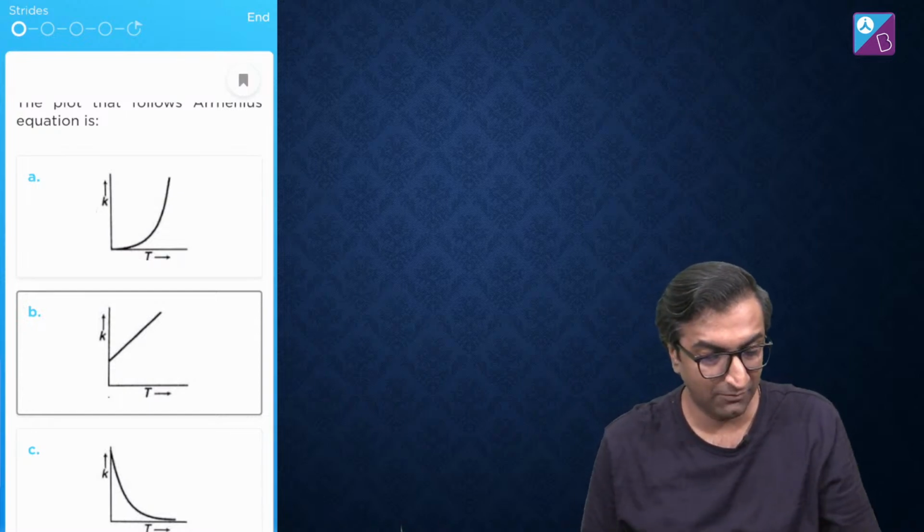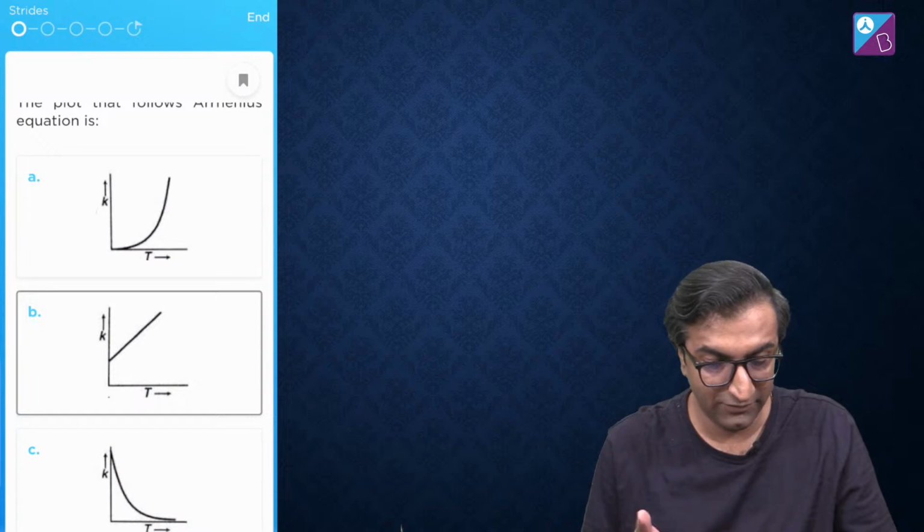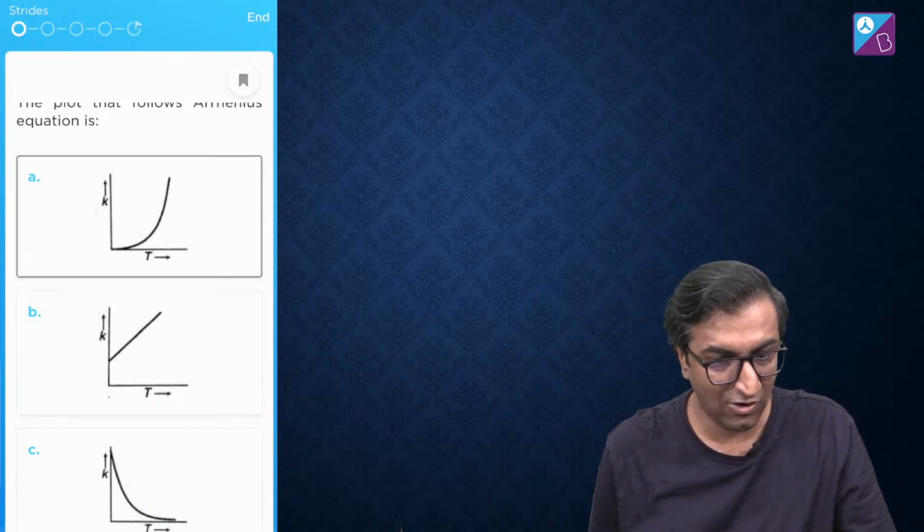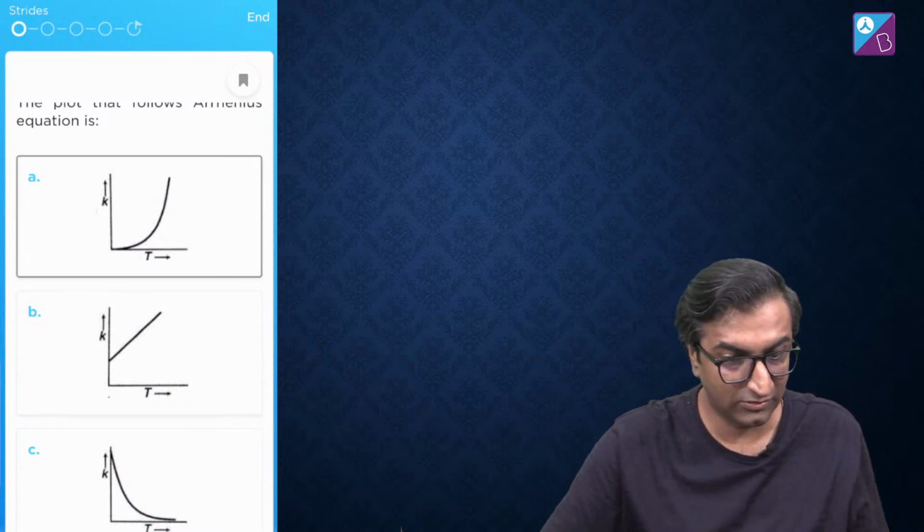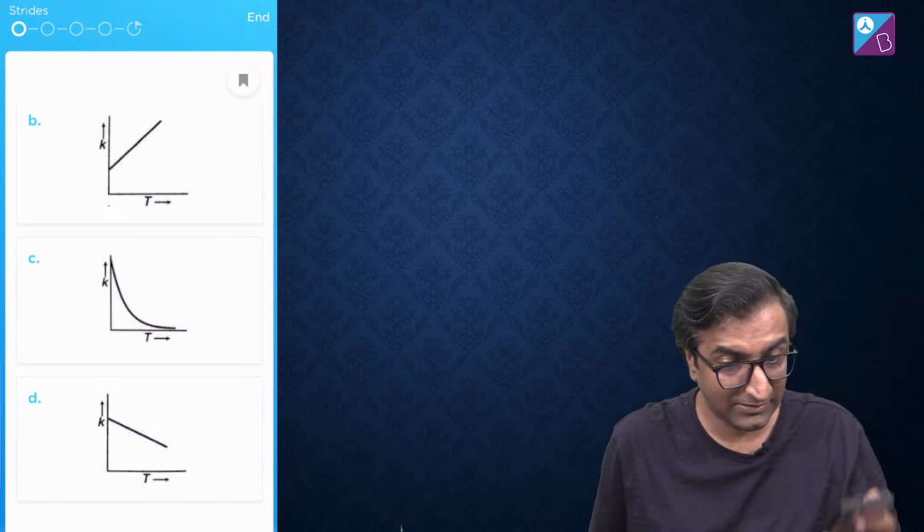Okay, let me look at the options. मेरे हिसाब से the answer is not B. Obviously, I marked B, but answer is A. A होना चाहिए. 1 by T होता तो D होता. 1 by T होता तब भी D नहीं होता.